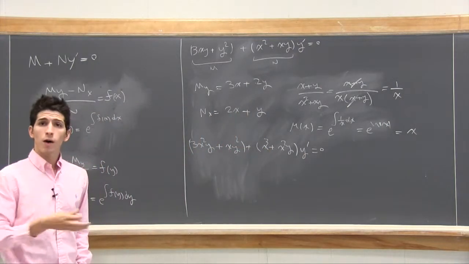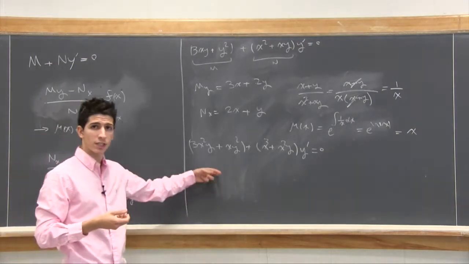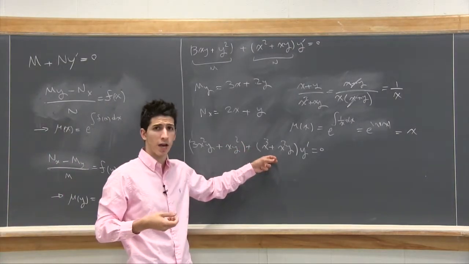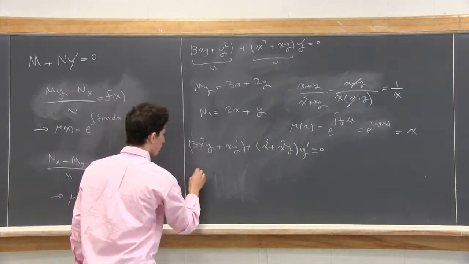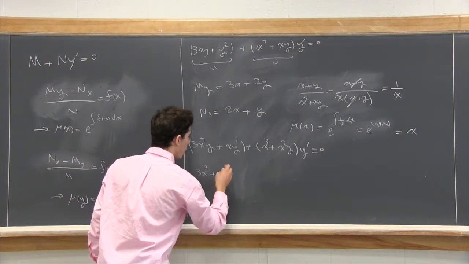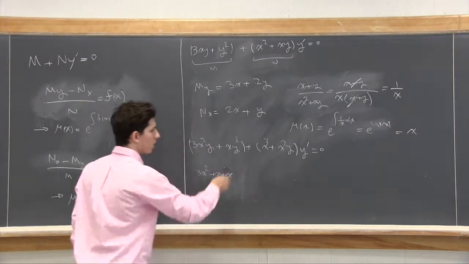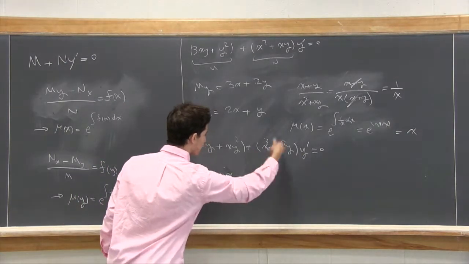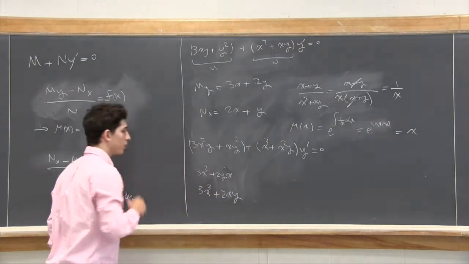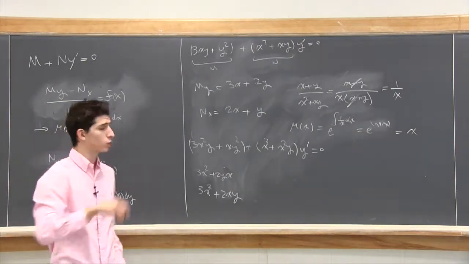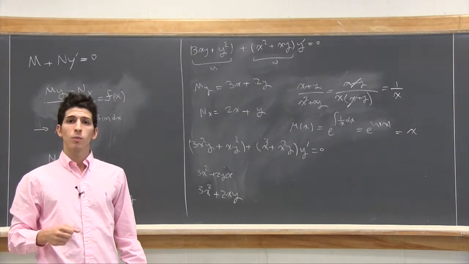Now what I'm going to do is check to see whether this is exact or not. I'm supposed to have an exact equation. So if I take this one's partial with respect to y and this one's partial with respect to x, I should get the same thing. So let's try. This one's partial with respect to y is going to be 3x squared plus 2xy. And over here, this one's partial with respect to x is going to be 3x squared plus 2xy. And indeed, we have the same thing. So this equation is, in fact, exact now, and you can solve it very easily using the method that we learned in the previous video.